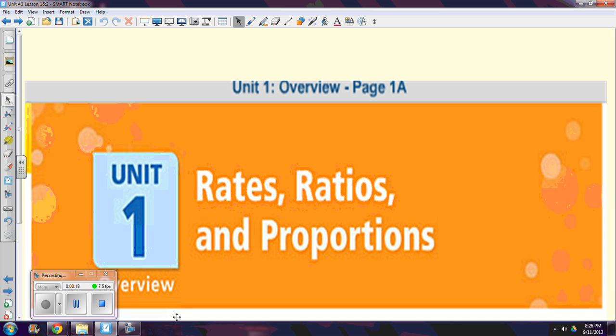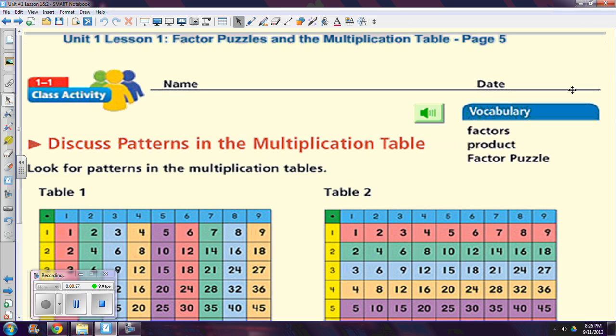rates, ratios, and proportions. So if you have your black notebook out in front of you, I'd appreciate it if you put today's date, 9/12, and then put Unit 1, rates, ratios, and proportions. We will begin on page 5. So please add things when I ask you to add them and take notes when it's time to take notes.